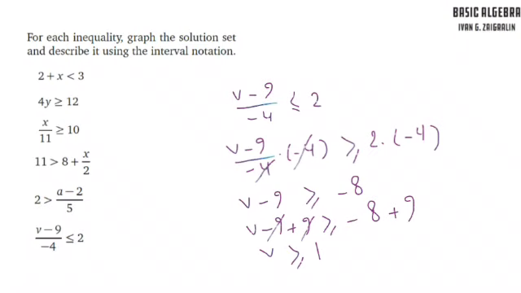And the solution set for this inequality is, this is 1 and v equals 1 or is greater than 1. And the interval notation for this inequality is v equals 1 or is greater than 1, and it includes all the real numbers that are greater than 1 toward infinity.